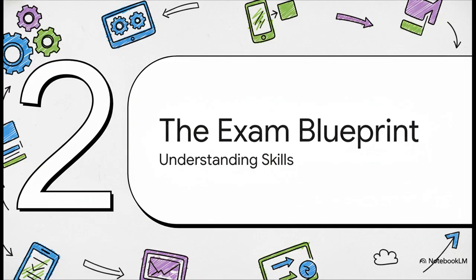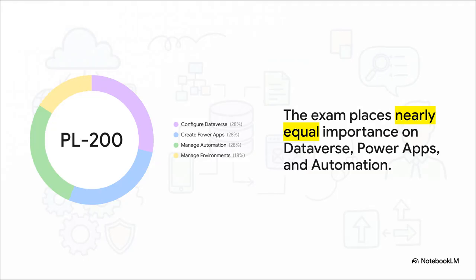Okay, so we know the who and the what. Now let's get strategic and look at the exam blueprint. Honestly, understanding how this thing is scored and what the heavy hitter sections are, that's half the battle right there. All right, now check this out. This donut chart is super revealing. Look at that. Dataverse, Power Apps, and automation are all sitting at 27.5%. That is a huge clue. It's telling you loud and clear. You can't just be a Power Apps wizard or an automation guru. You have to be good at all three. This exam is looking for a well-rounded consultant, not a specialist. Being a one-trick pony just isn't going to cut it.